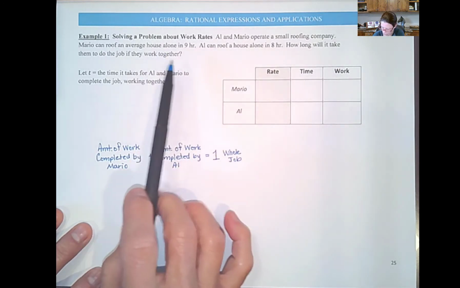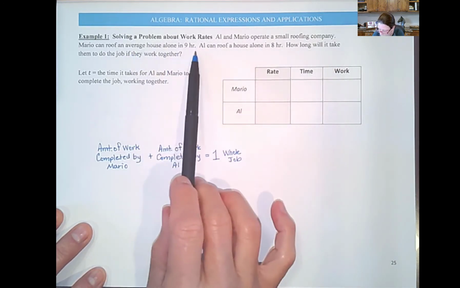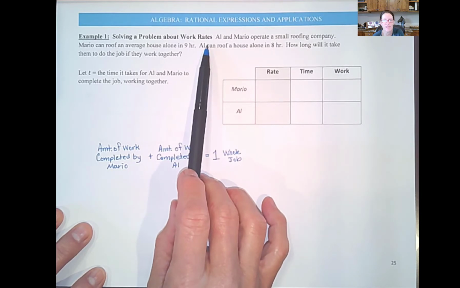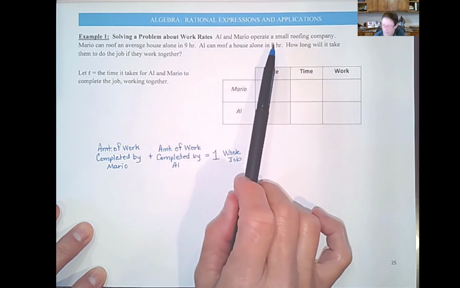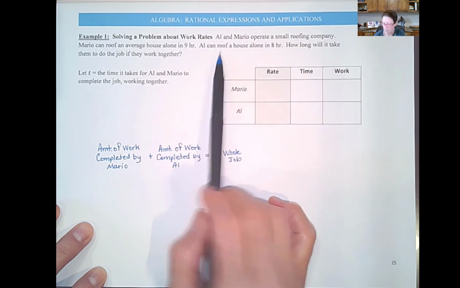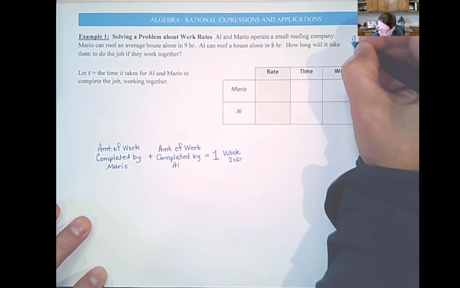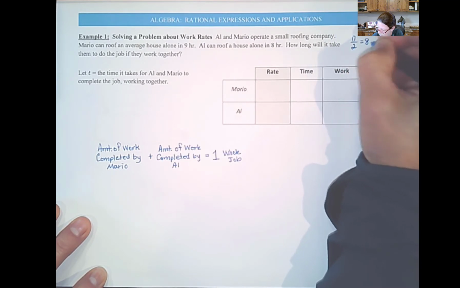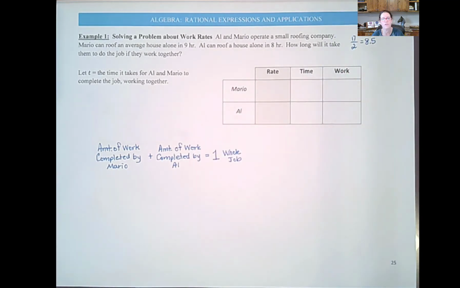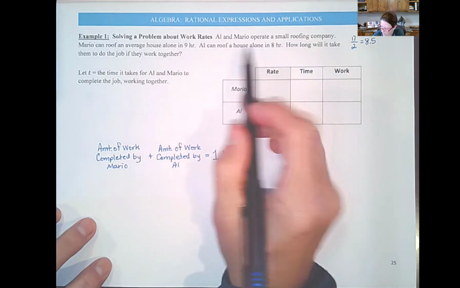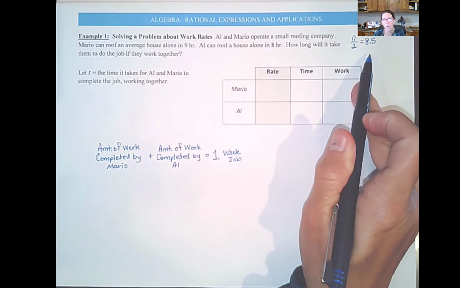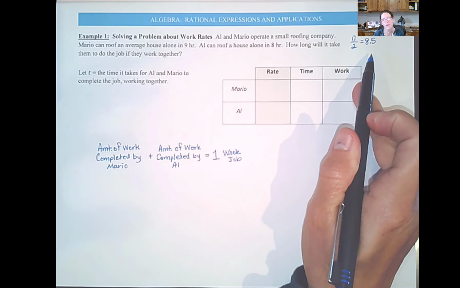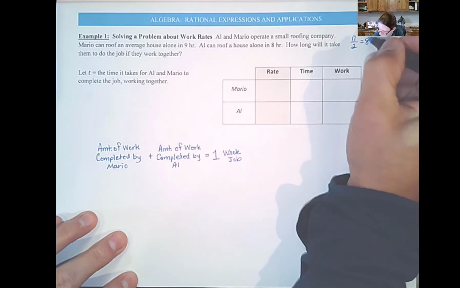Now, the thing you don't want to do is average their times. You know, the most common mistake I'll see made is someone will say, oh, well, we'll just take 9 and add it to 8 and divide by 2. You know, that's 17 halves or 8.5. Oh, it's going to take 8.5 hours to do that working together. But that doesn't make sense, does it? If Al can complete the job in 8 hours working alone, it isn't going to take more time if he's got somebody working with him. Okay, so don't do that.